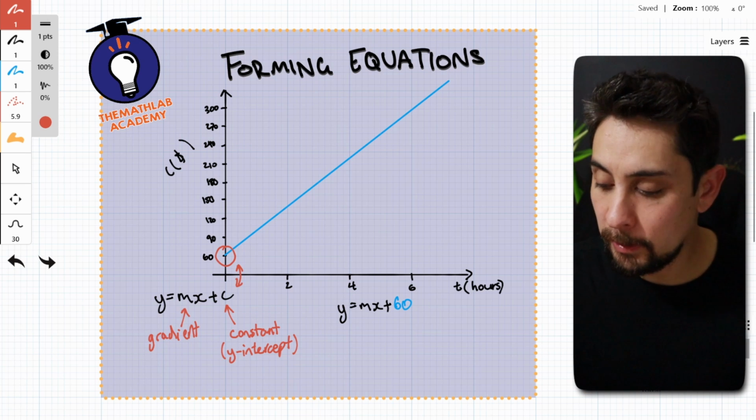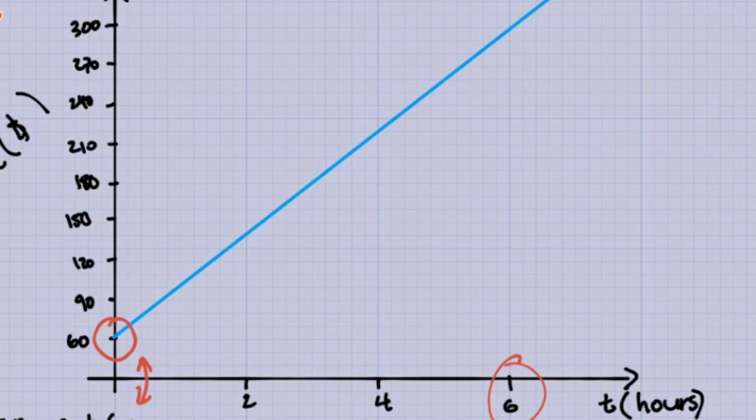So right at the end here on the 6, if we look up from that 6, we can see that this crossing point is at 300 on the y-axis. So I'm going to choose that point.